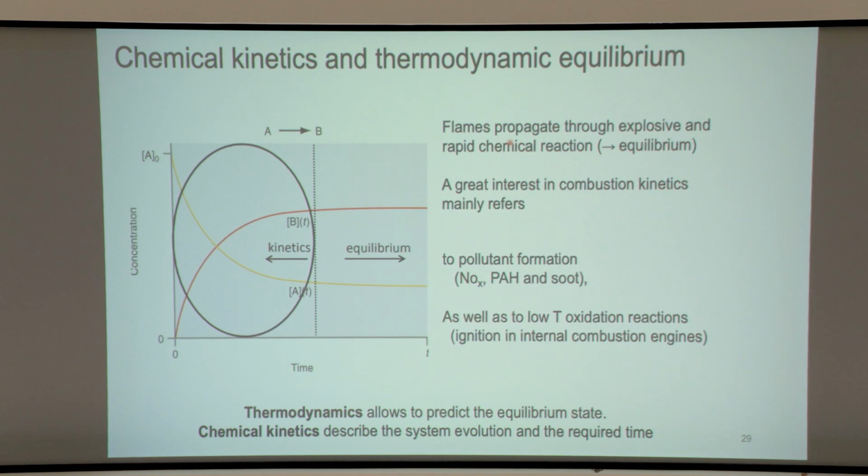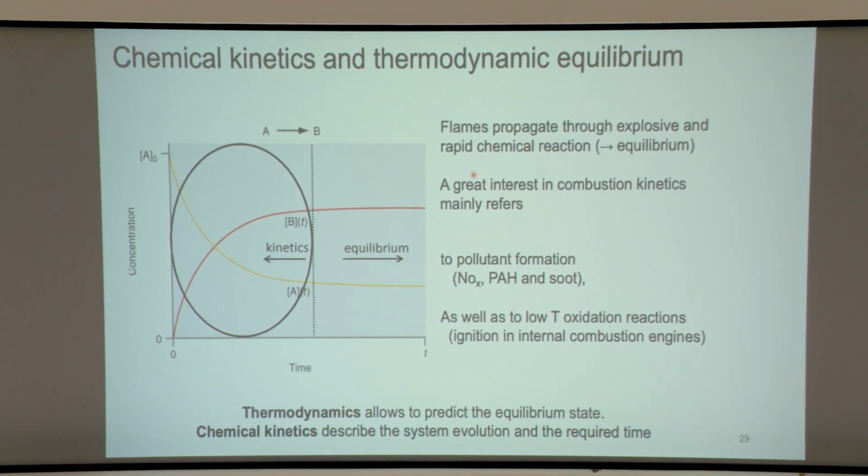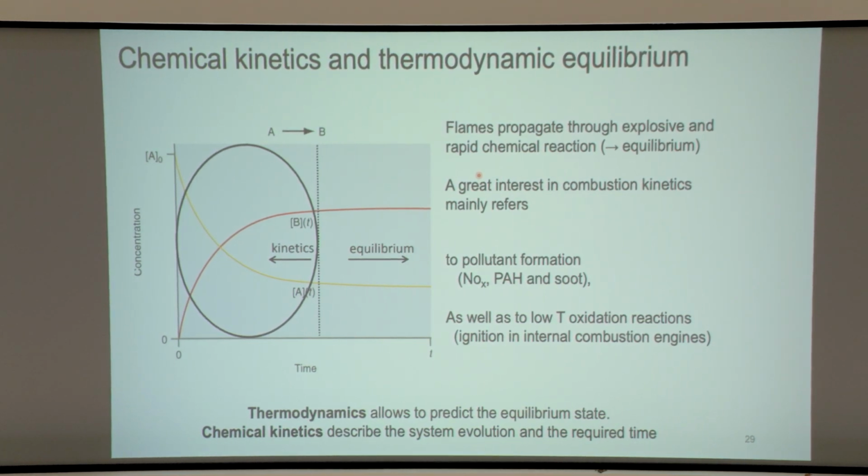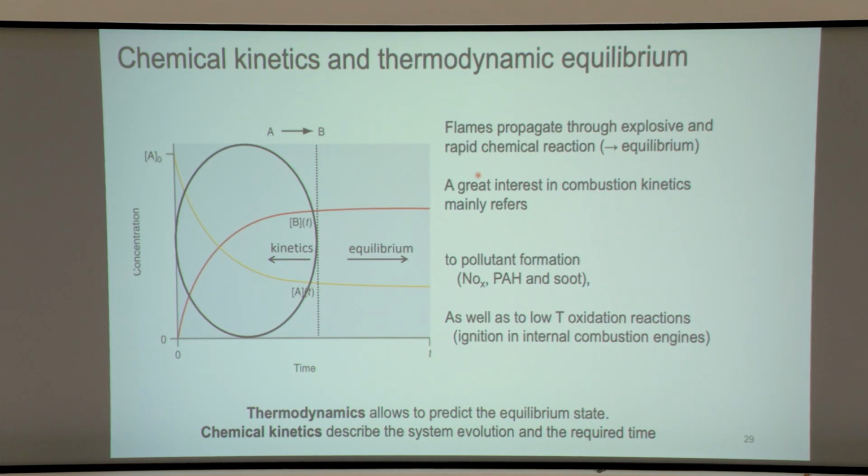For example, flame propagating through a medium is a rapid chemical reaction that's trying to get to equilibrium, but oftentimes the flame is moving, and before you can even reach the equilibrium point, the flame has reacted and already moved on to a different point. So the flame, because of its transient nature, is always operating in a kinetically controlled regime.